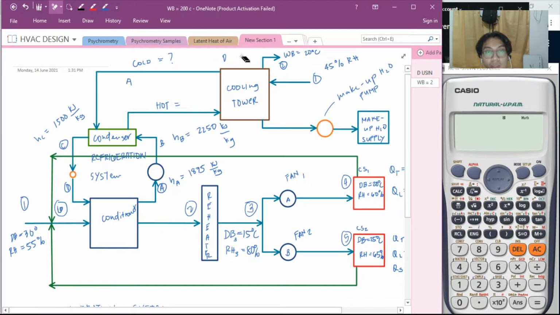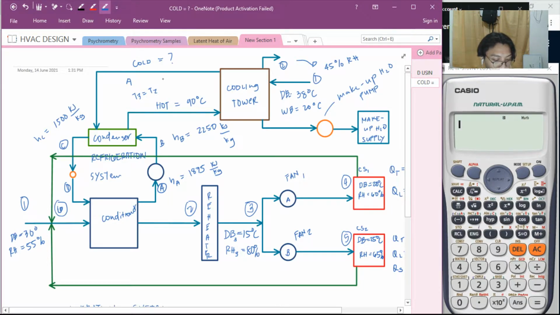At point 1, you have 38 degrees Celsius dry bulb. Wet bulb is 20 degrees Celsius. We say that T3 is equal to T2, and that is equal to 40 degrees Celsius. The air that is taken out of the system is 45% RH na lang.